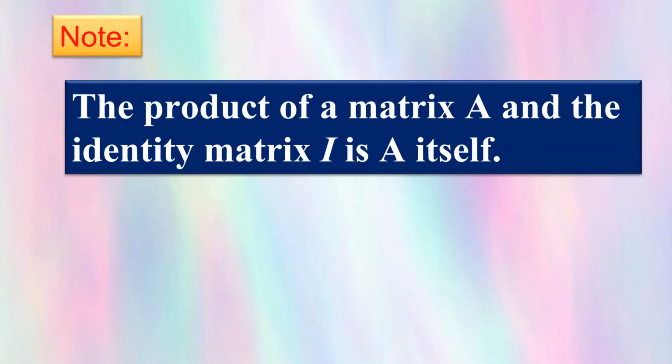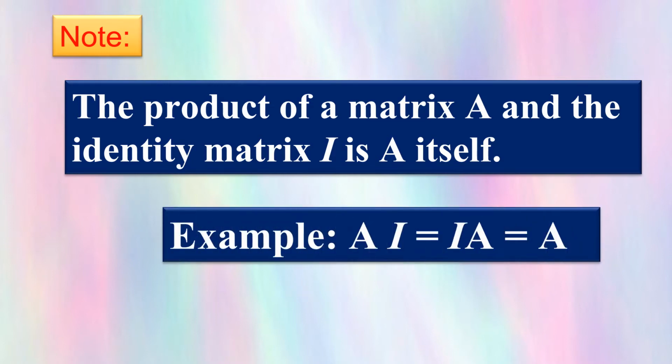So note that the product of a matrix A and the identity matrix I is A itself. Example, if we are going to multiply matrix A by its identity matrix I, it is equal to A itself.